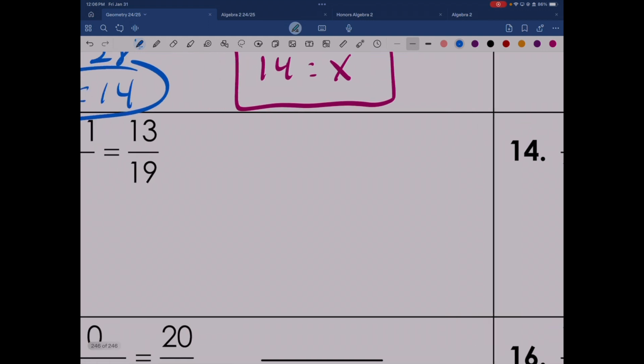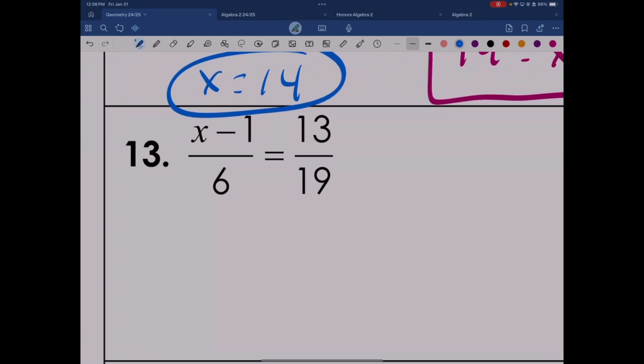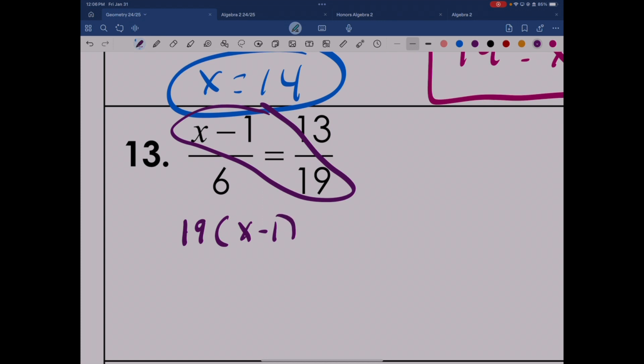How does it differ if we have a binomial over a monomial? So now we've got x minus 1 over 6 is equal to 13 over 19. Doesn't change other than the algebra gets a little bit harder. We're still going to do this, but now I'm going to write it out. So that's 19 times x minus 1. That's going to equal 6 times 13. Notice I wrote it down because now we have to distribute.